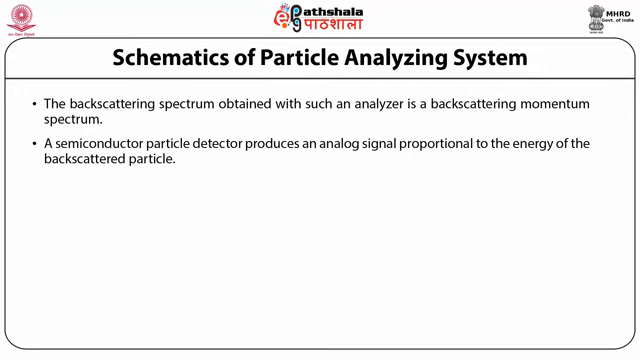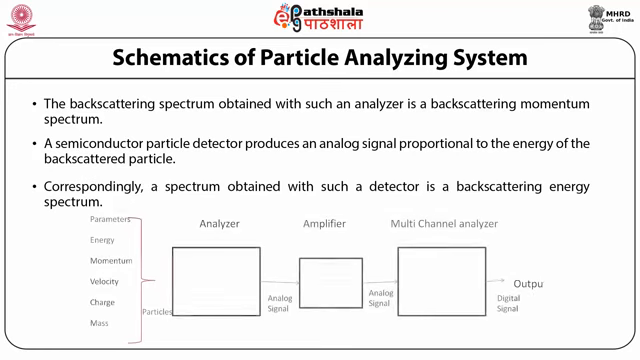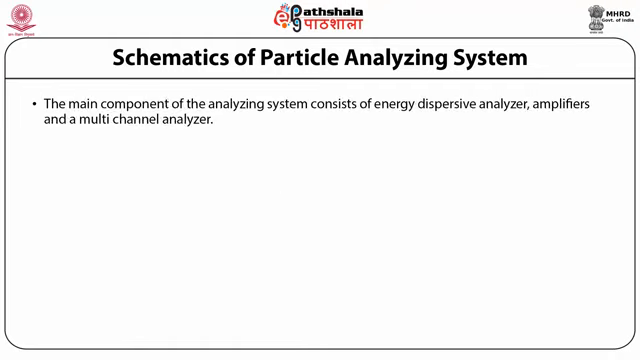A semiconductor particle detector produces an analog signal proportional to the energy of the backscattered particle. Correspondingly, a spectrum obtained with such a detector is a backscattering energy spectrum. The main components of the analyzing system consist of an energy dispersive analyzer, amplifiers and a multi-channel analyzer, and are schematically shown in figure 7.